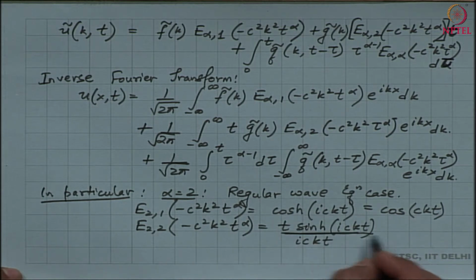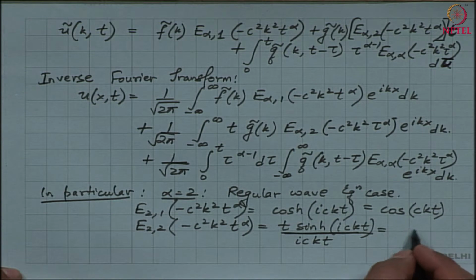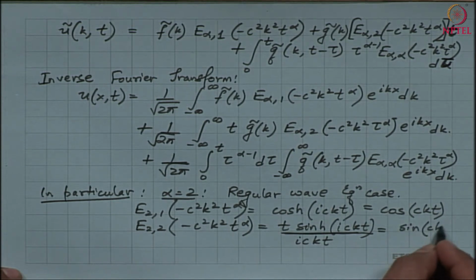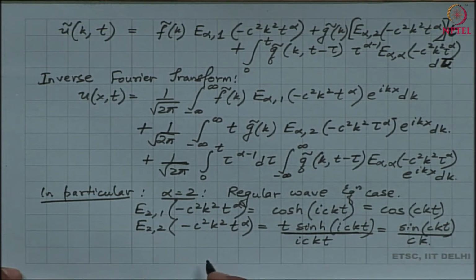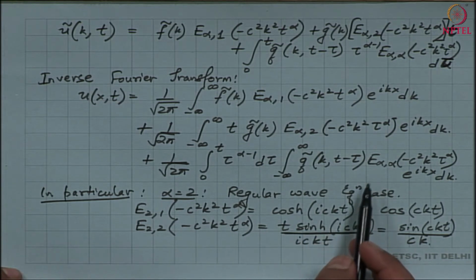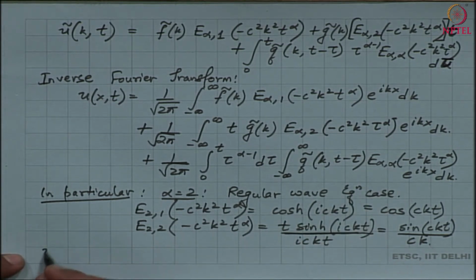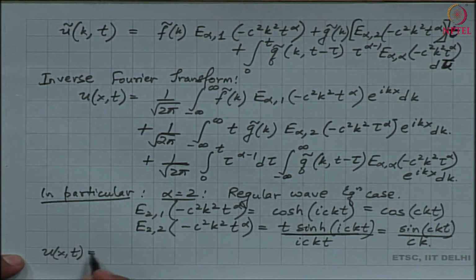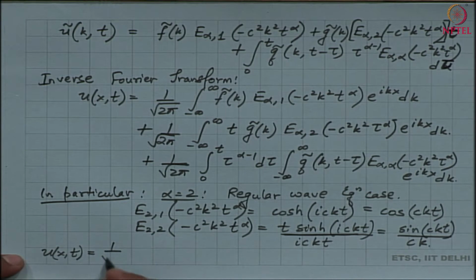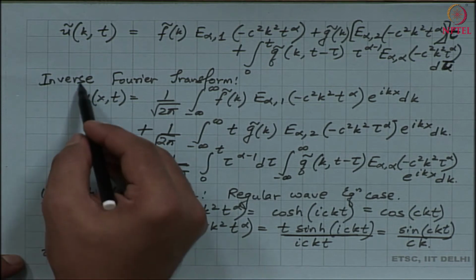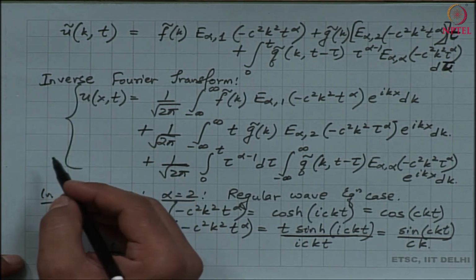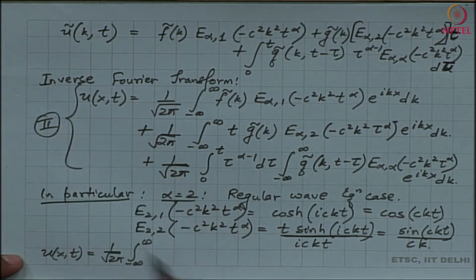Okay. So then I can change this to the regular trig function. This is also the sine function of this argument c k t divided by c k. Now substituting both these expansions for alpha equal to 2, I get that my solution, let me write down the solution, u of x comma t is given by 1 by square root 2 pi integral from negative infinity to infinity. Let me denote it by the letter 2 here.